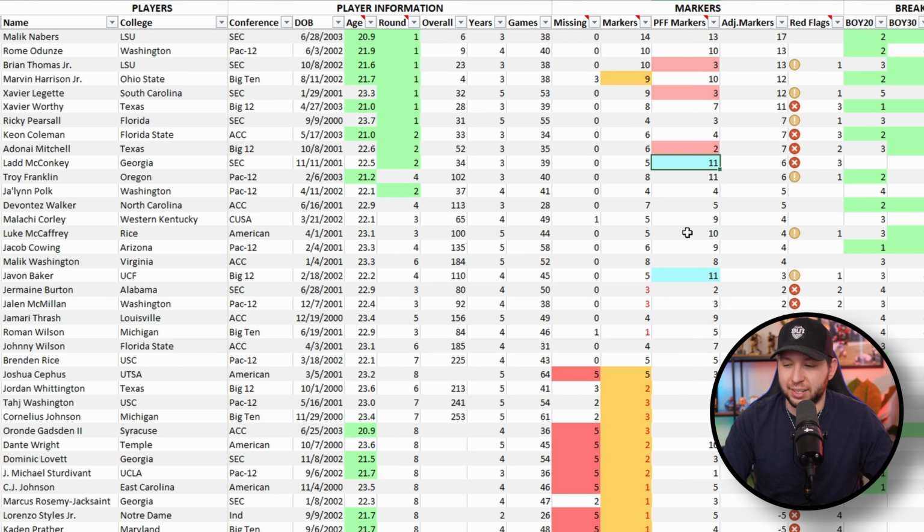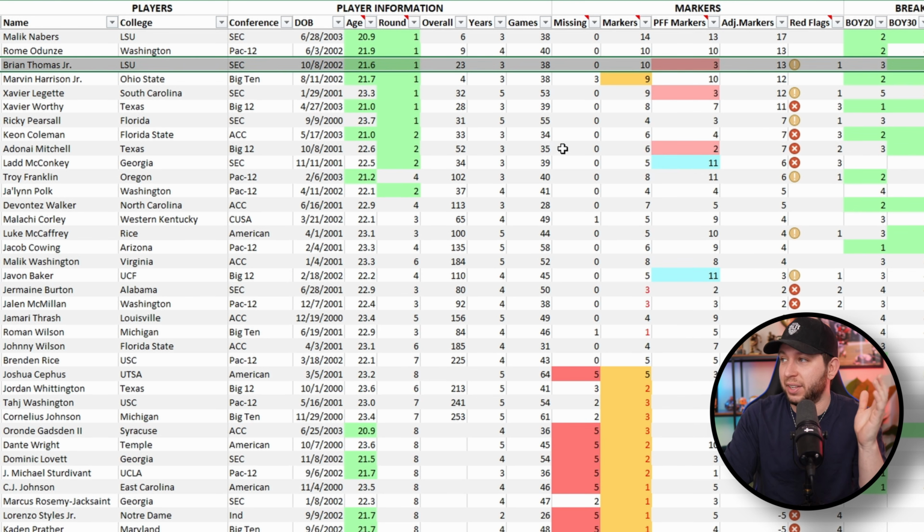The other area, like I said, so that is if you are greatly better in PFF than my marker system. Now, the other side of the coin is if you are a lot worse in PFF than my marker system. That is where this red color comes in. And you'll notice the first player on this list is Brian Thomas Jr.